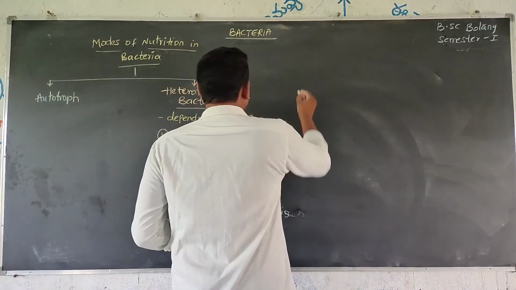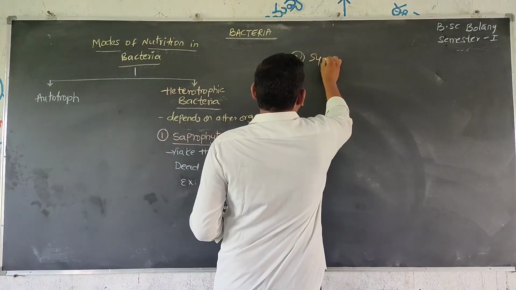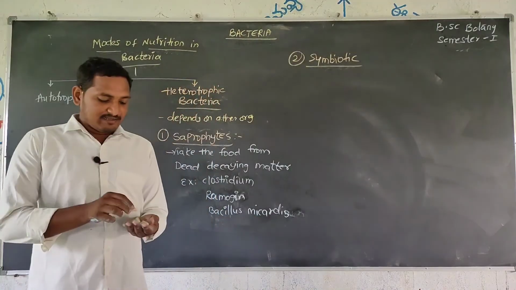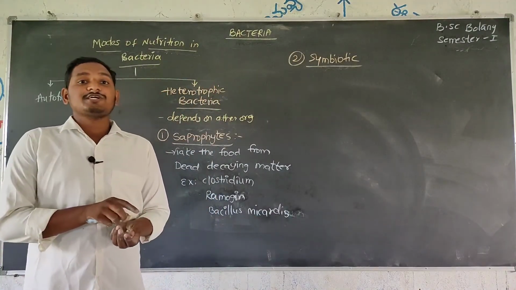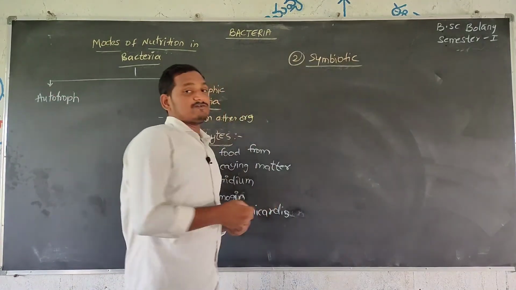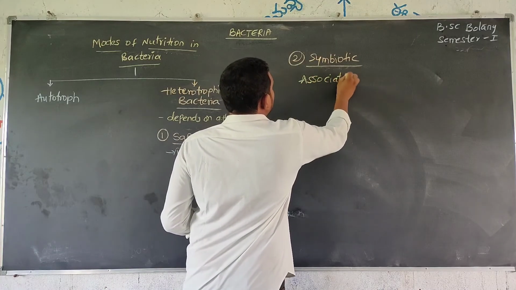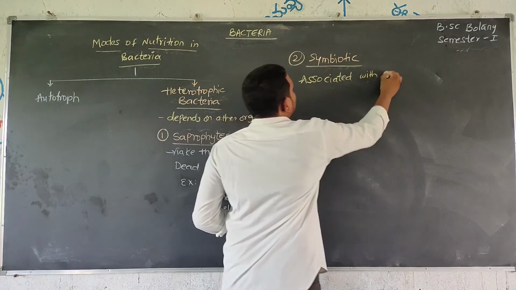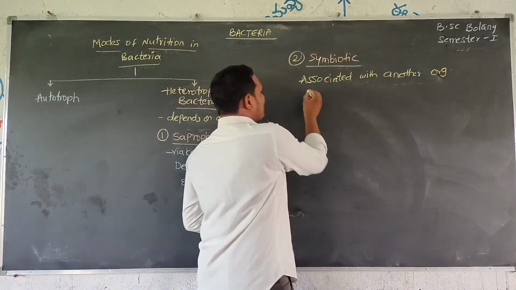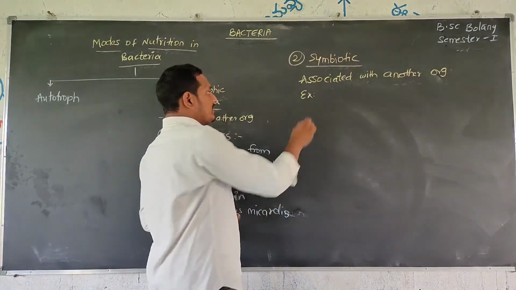Next type of bacteria, symbiotic bacteria. Symbiotic bacteria are mainly associated with another organism for taking up the food. Example, Rhizobium bacteria.